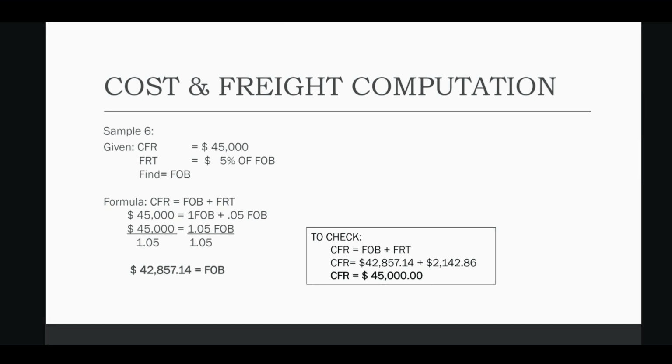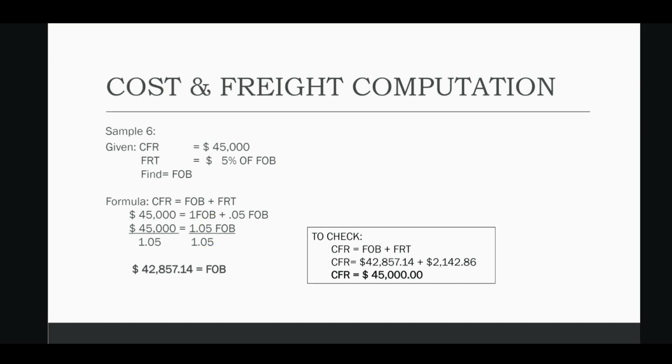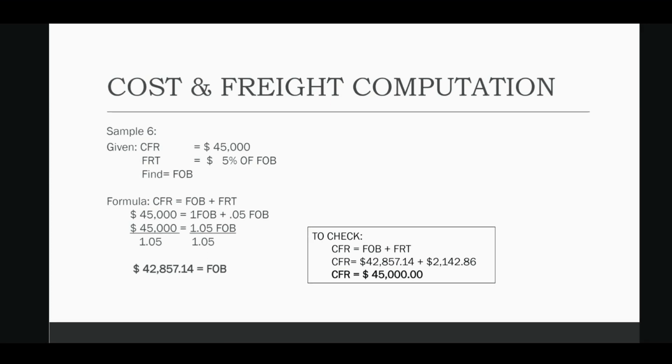We still need to simplify to get the value of the FOB, and to do that we need to divide both sides of the equation by 1.05. We cancel out 1.05 on the right side, and on the left side we divide 45,000 by 1.05 to get the value of our FOB. If you compute using your calculator, the value of your FOB will be $42,857.14 US dollars.